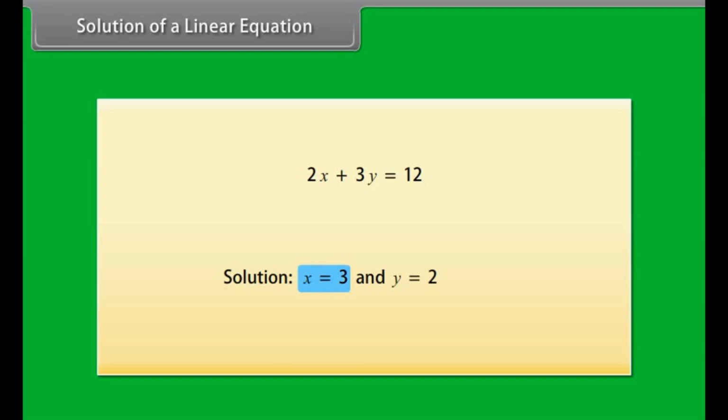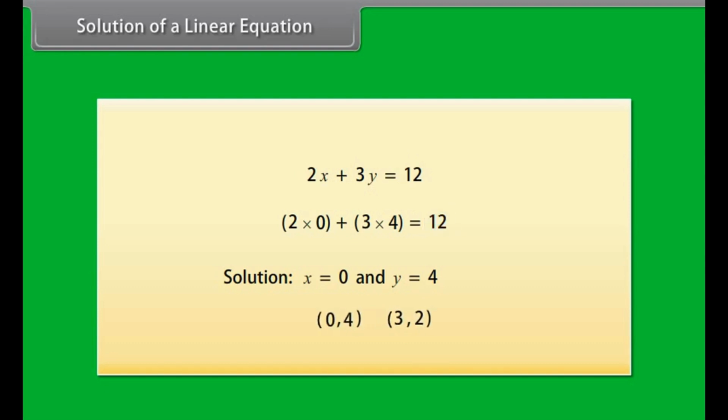Here x is equal to 3 and y is equal to 2 is a solution because when you substitute x as 3 and y as 2 in the equation above, you find that the answer becomes 12. We can also write this solution as (3, 2), because the value of x here is 3 and the value of y is 2. Similarly, (0, 4) is also a solution for this equation because when you substitute x equal to 0 and y equal to 4 in the equation, you find that the answer becomes 12.